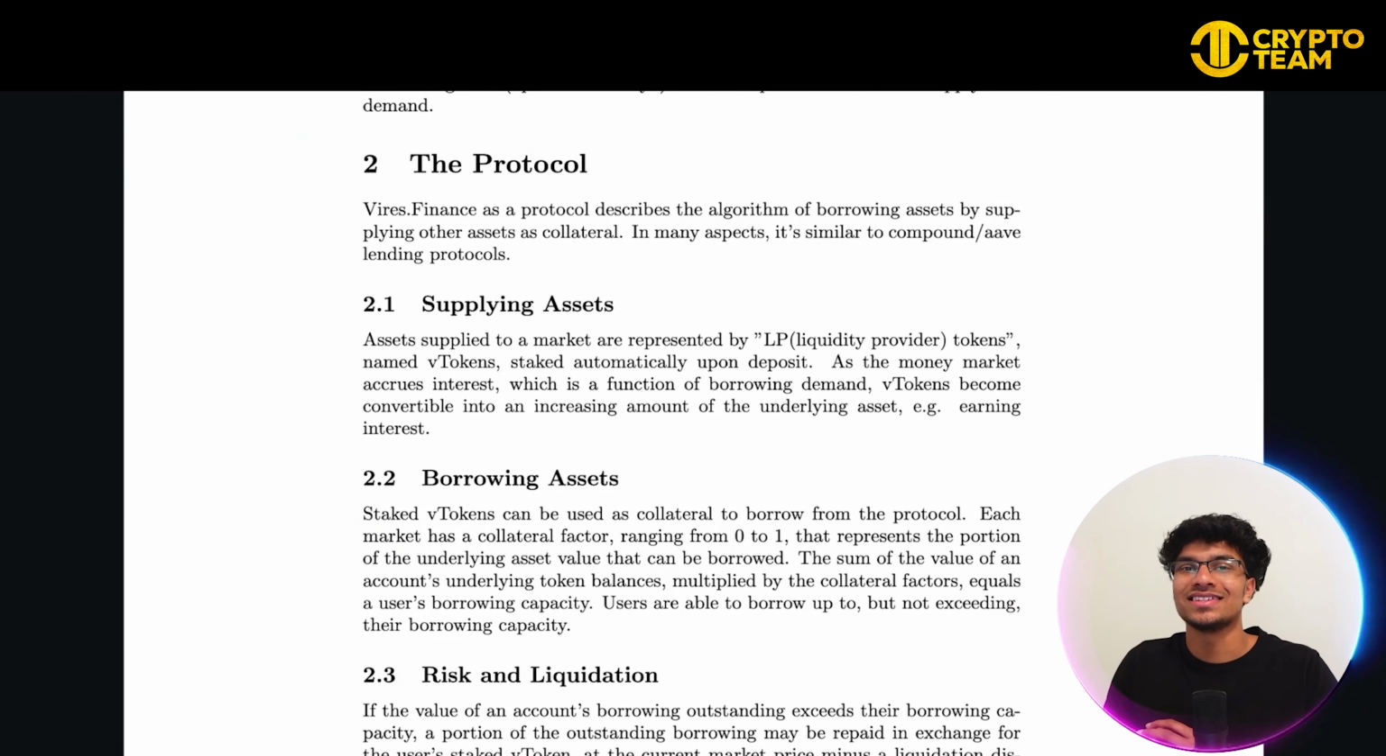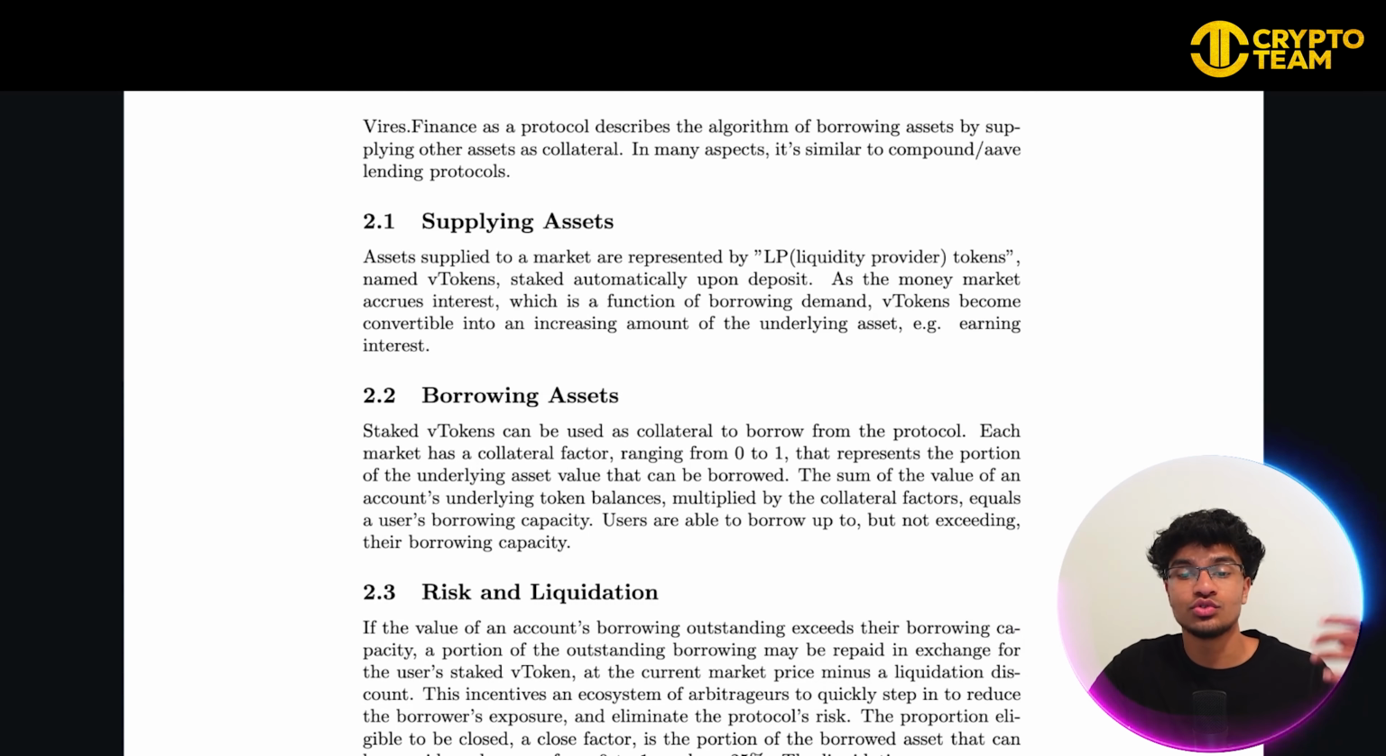The Vires Finance protocol actually describes the algorithm of borrowing assets by supplying other assets as collateral. In many aspects, it's similar to Compound and Aave lending protocols that we've seen. And assets supplied to a market are actually represented by a liquidity provider token named V token. These are actually staked automatically upon deposit.